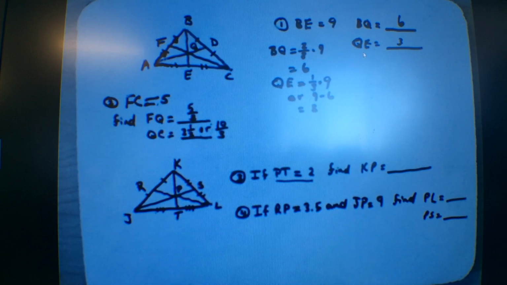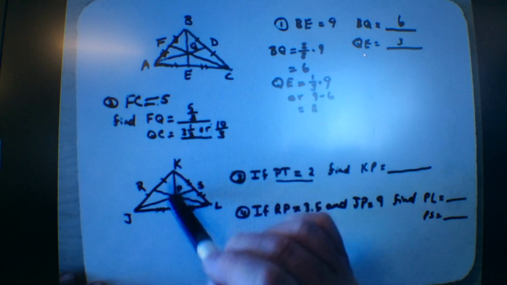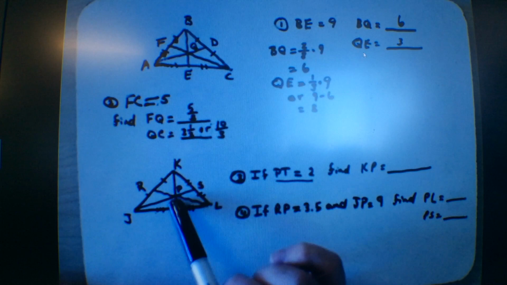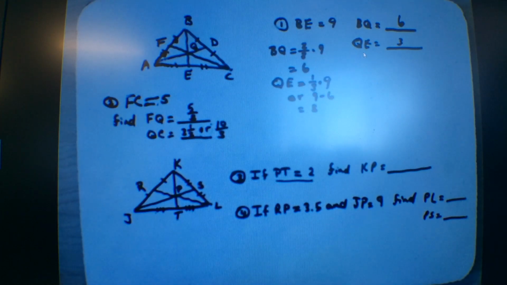PT is 1/3 of the whole thing, right? I'm gonna tell you a little bit about how I do it. I find the whole thing first. So the whole thing is KT, right? And PT is 1/3 of it.